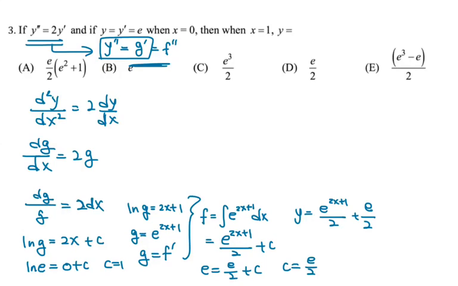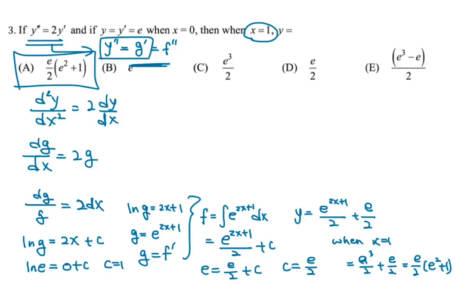Now, in this case, we're not looking for it as is, but we are looking for when x equals 1. So if you plug in 1, our value will be equal to e to the 3 over 2 plus e over 2. So obviously we can factor out e over 2, and we get e squared plus 1. So that looks like choice A is our answer.